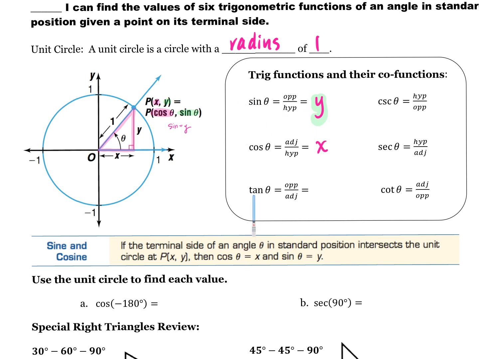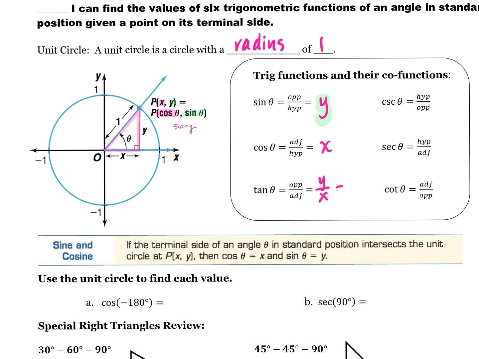Okay, what about tangent? What about tangent here? Y over x. Isn't it opposite over adjacent? So wouldn't that be y over x? But you guys, what is y now? It's going to be the sine over the cosine. So that's just another way.